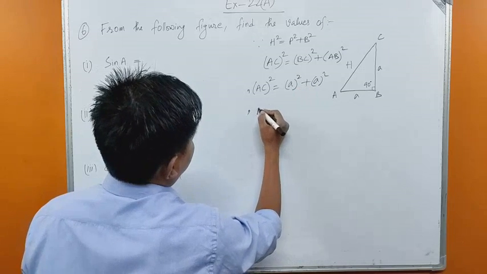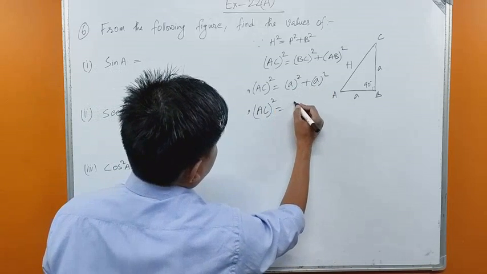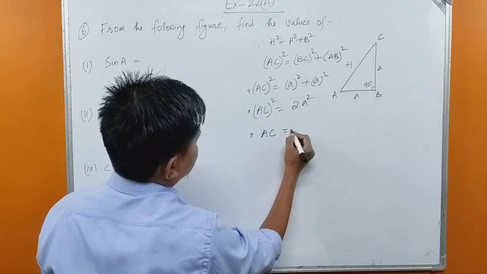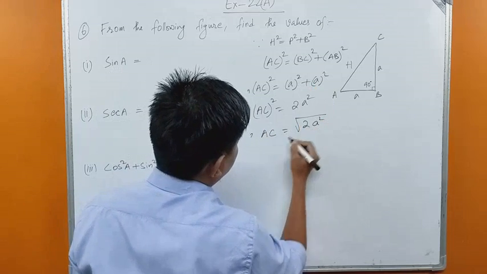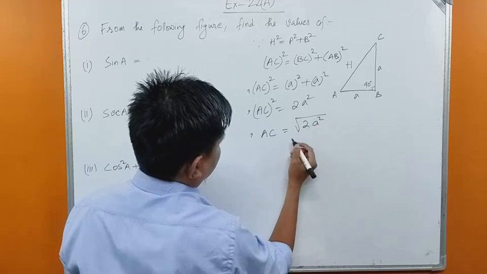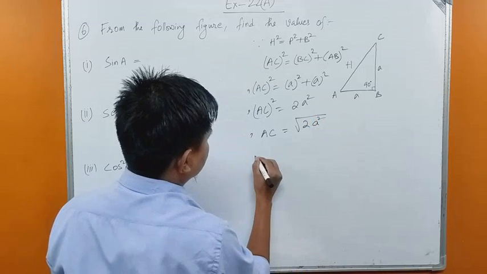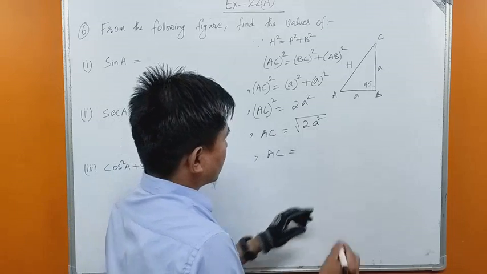Okay, or AC square equals to a square plus a square is 2a square, or AC equals to, we take this square to the right hand side, becomes root under 2a square. Okay, 2a square, or AC equals to, now we have a square, isn't it?